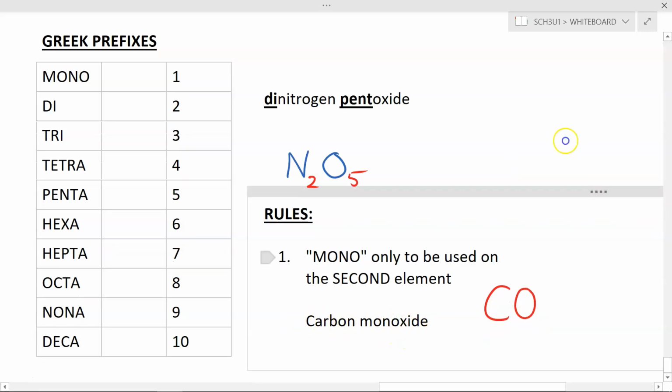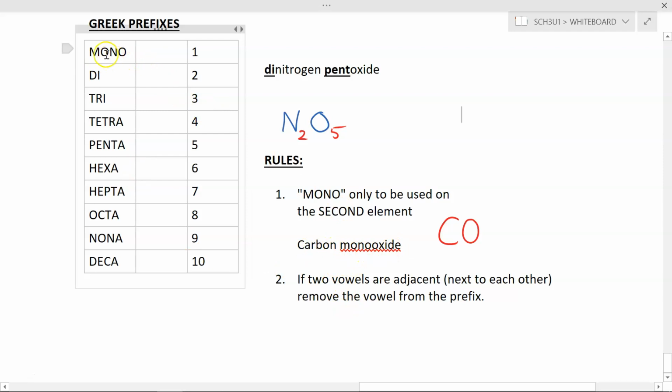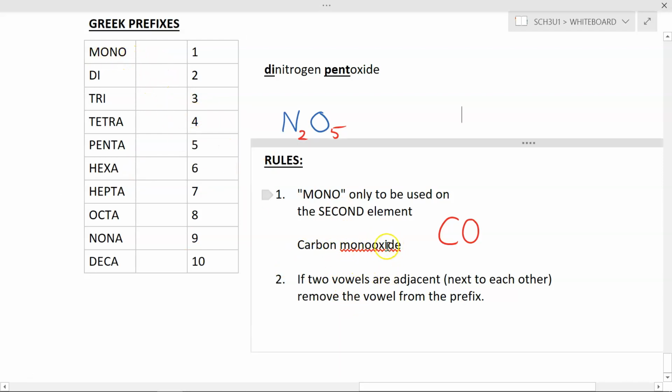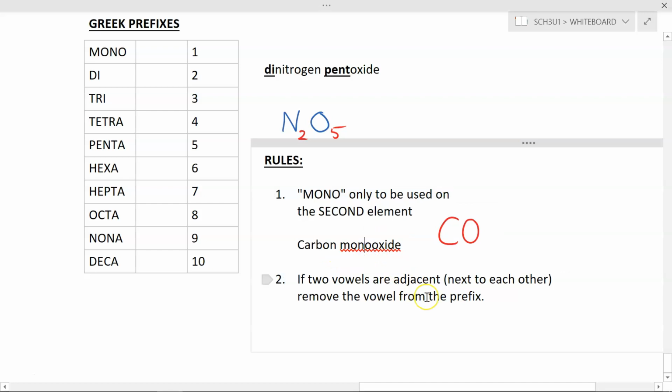And that brings us to our second rule. If two vowels are adjacent, so that if the two vowels are side by side next to each other, remove the vowel from the prefix itself. So in this case over here, I don't say carbon monoxide, so because there's mono over here, the O from the mono and the O from the oxide are side by side. Don't call it monoxide. You must instead delete the vowel from the prefix and leave it as such, carbon monoxide. But the letter I is an exception.